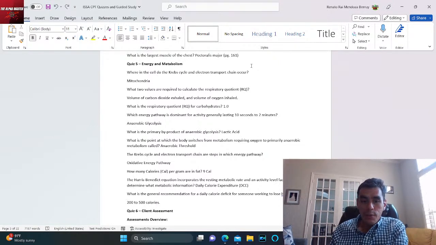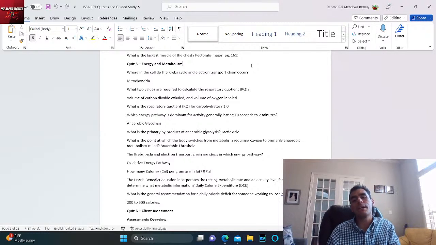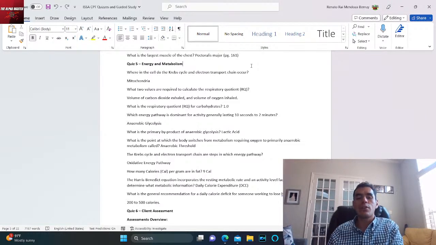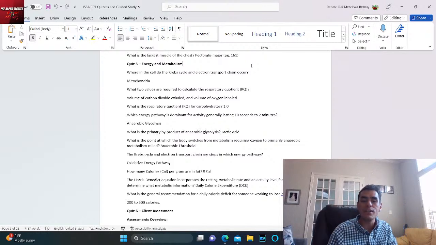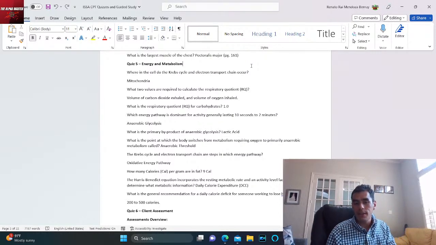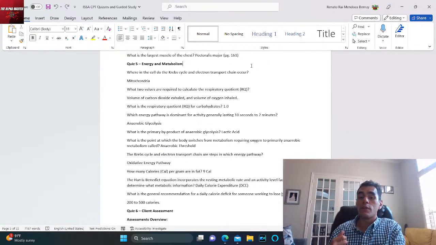The point at which the body switches from metabolism requiring oxygen to primarily anaerobic metabolism is going to be the anaerobic threshold. The Krebs cycle and electron transport chain are steps in which energy pathway? The oxidative energy pathway. How many calories per gram are in fat? 9 calories per gram. The Harris-Benedict equation incorporates the resting metabolic rate and an activity level factor to determine the daily calorie expenditure. And finally, what is the general recommendation for a daily calorie deficit for someone working to lose body fat? 200 to 500 calories.